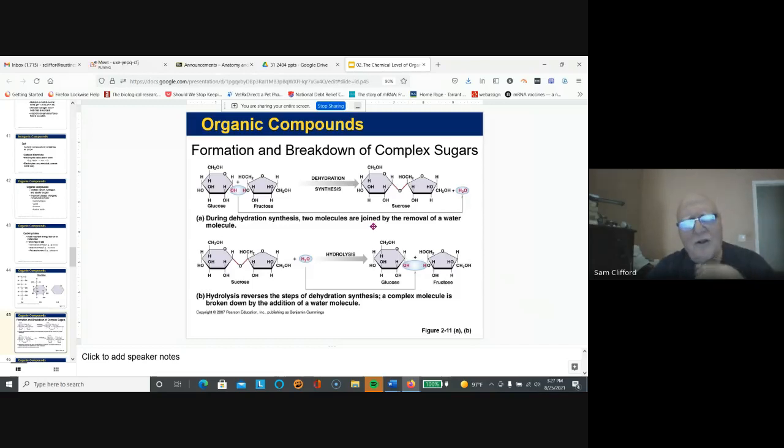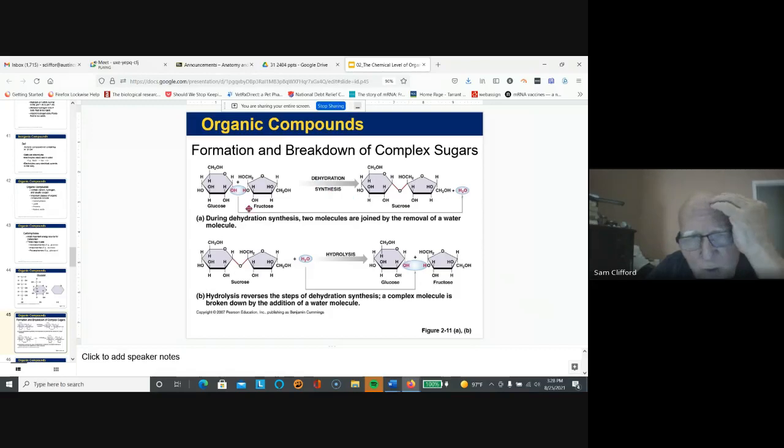If you take two sugars and put them together, that makes sucrose. If you remove water, here's water, H2O, if that water is removed, so the sugars are dehydrated, that's dehydration synthesis. You should know that. There'll be a bunch of questions on dehydration synthesis.